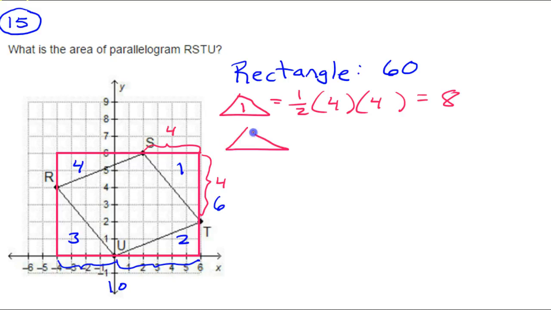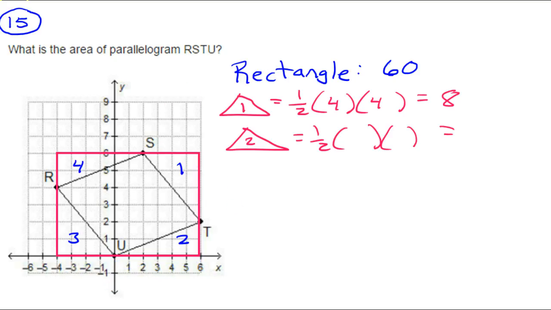Alright, now triangle number 2. Again, 1/2 base times height. Okay, let me just clean this up a little bit. Don't need these lines anymore. Okay, so triangle number 2. The base of triangle number 2 is right here. That is 6. The height is right here. That is 2. Alright, 6 times 2 is 12. Half of 12 is 6.